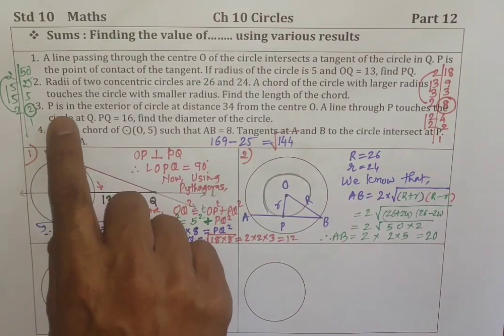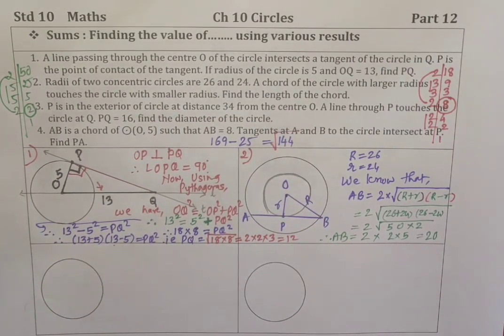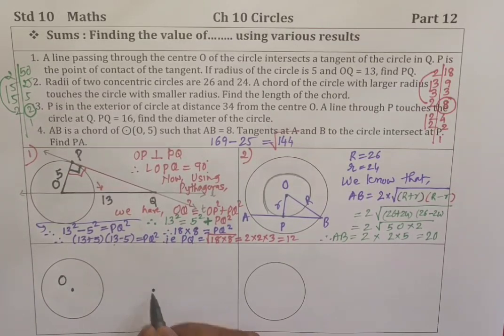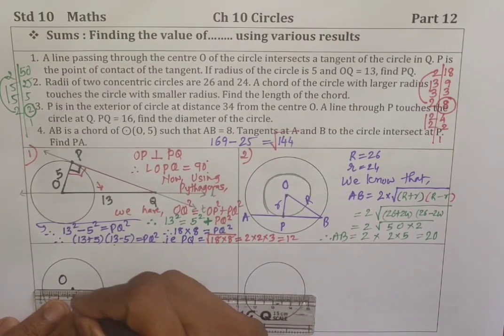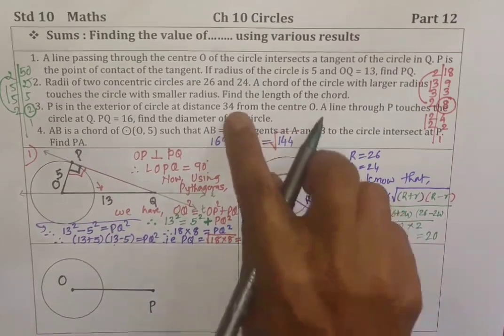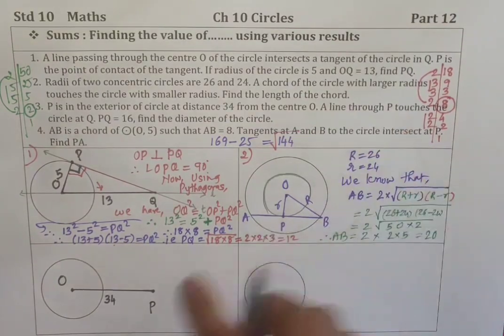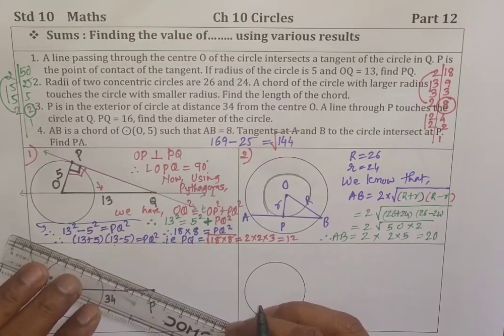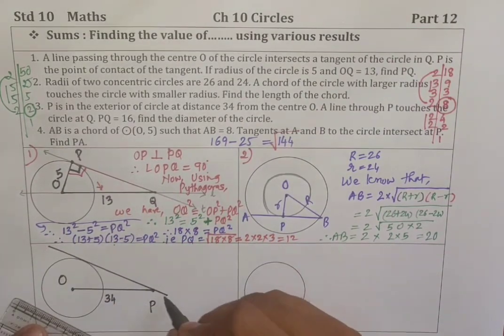Number 3. P is in the exterior of circle at a distance 34 from the center O. All right. This is center O. P is in the exterior. This is P in the exterior. Distance is given. How far is this point P from the center? 34. So OP is 34. All right. A line through P touches the circle at Q. My God, वो तो वही line. Tangent, tangent. All right. ये रही.